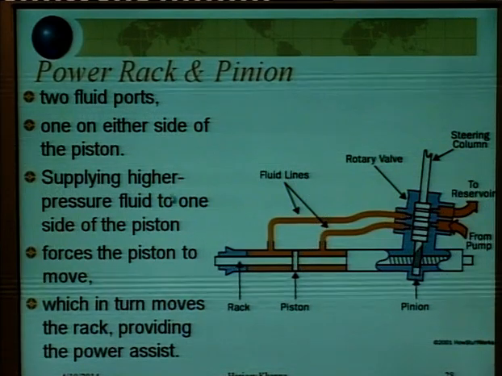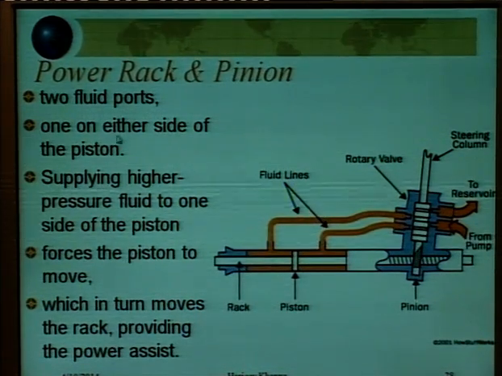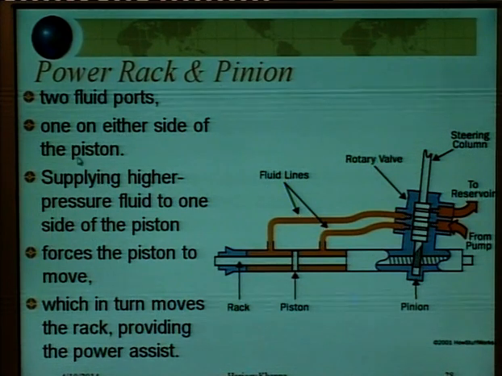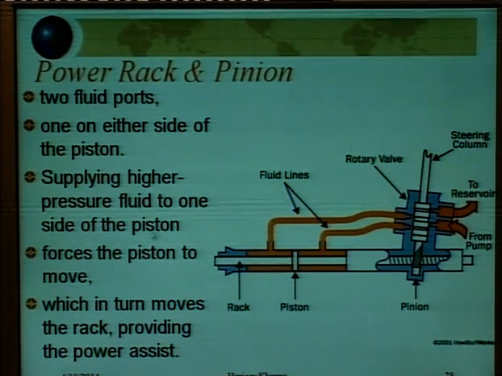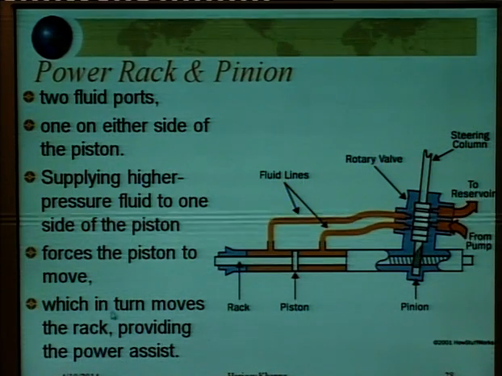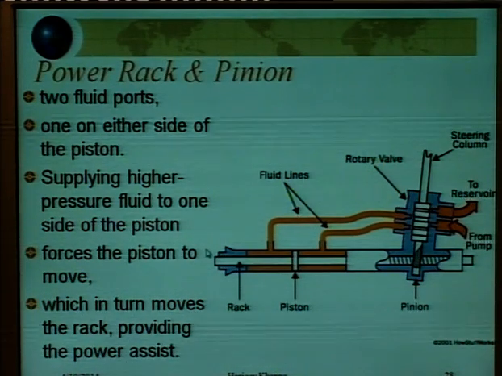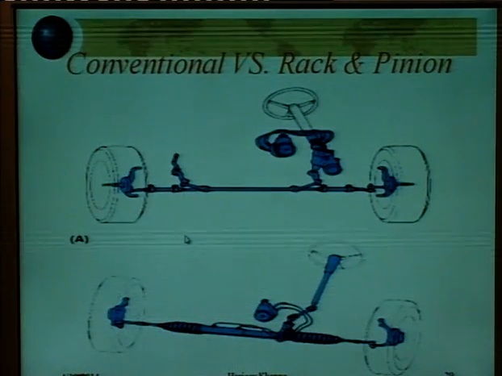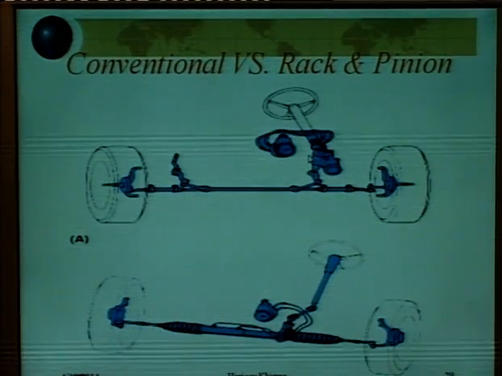So, power rack. This is the case of power steering. There are two fluid ports on one side of the piston. Supplying higher pressure fluid on one side of the piston forces the piston to move, which is the case of power steering systems. Conventional versus rack and pinion system diagram.